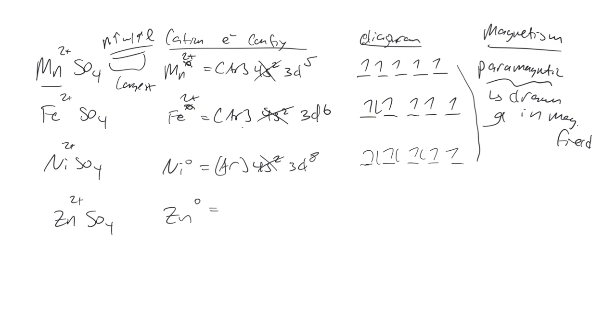Zinc 0, of course, would be argon 4s2, 3d10, so remove the 4s. Then we have all 10 of our d electrons spin paired. It's probably pretty obvious, but the argon configuration is all spin paired. If we have a noble gas configuration, those are all spin up, spin down paired electrons. So for zinc sulfate, all my electrons are spin paired. We call this diamagnetic.